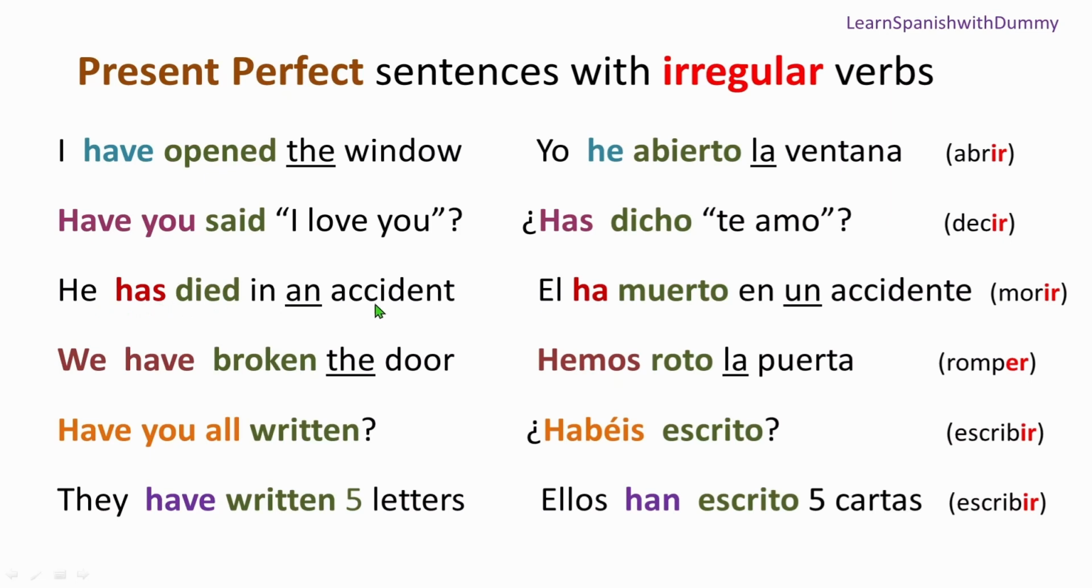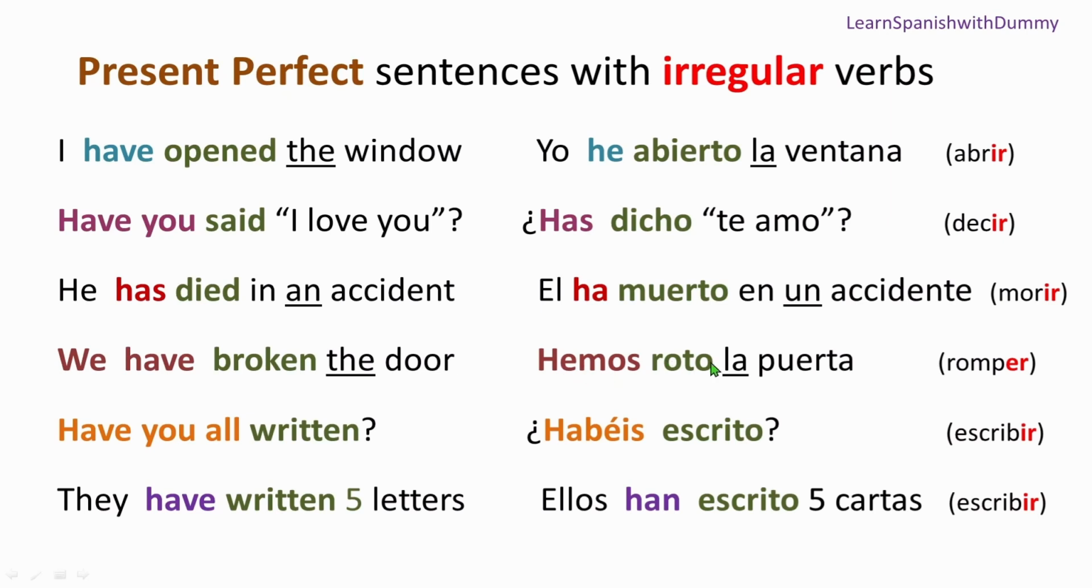He has died in an accident. Él ha muerto en un accidente. Again, morir is to die, so the past form was muerto, right? That's how it came.